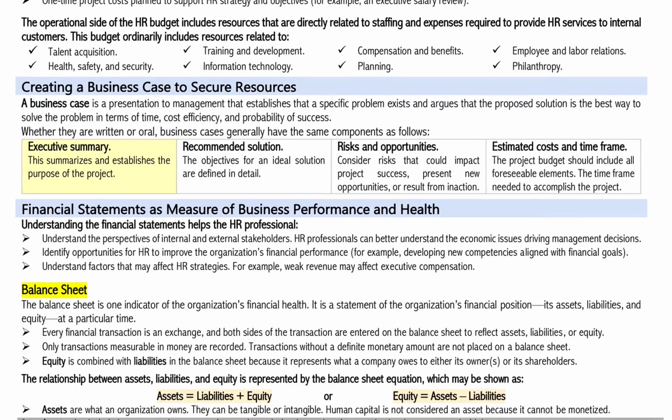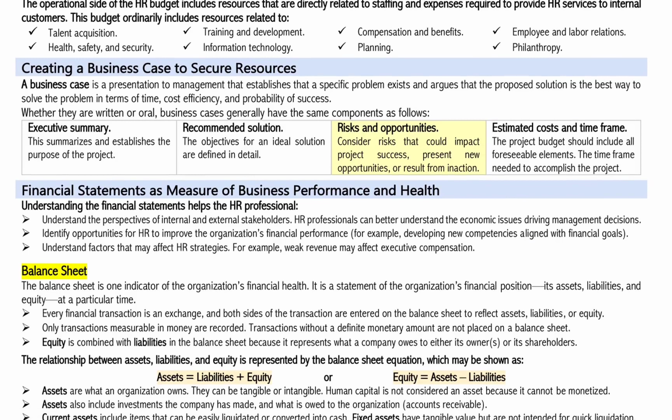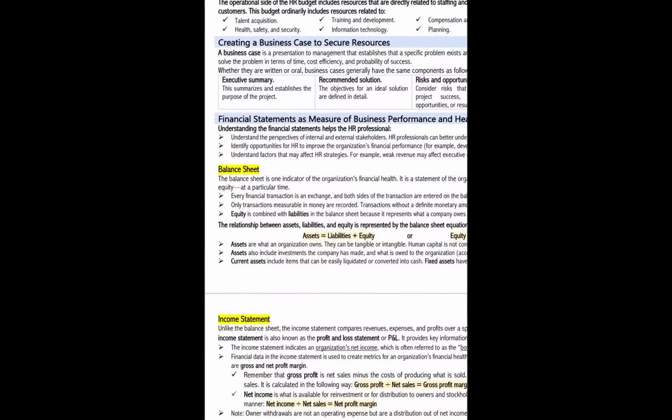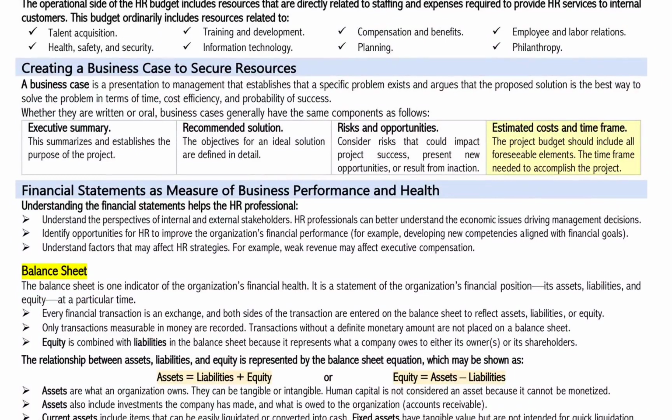Executive summary: this summarizes and establishes the purpose of the project. Recommended solution: the objectives for an ideal solution are defined in detail. Risks and opportunities: consider risks that could impact project success, present new opportunities, or result from inaction. Estimated costs and time frame: the project budget should include all foreseeable elements, as well as the time frame needed to accomplish the project.